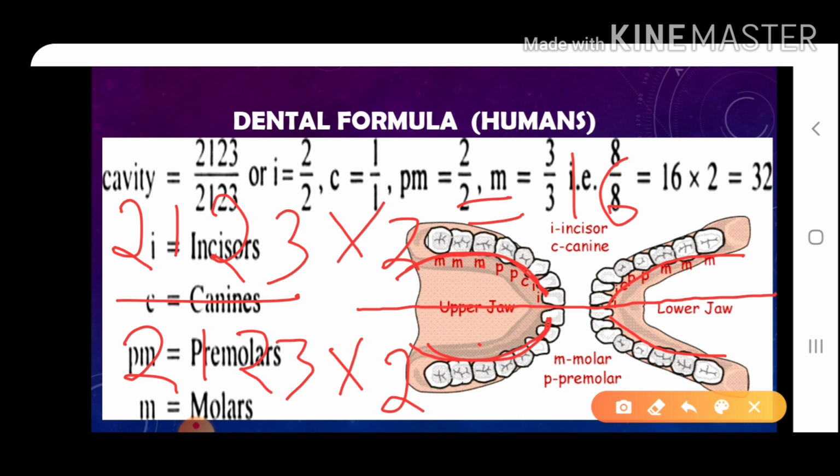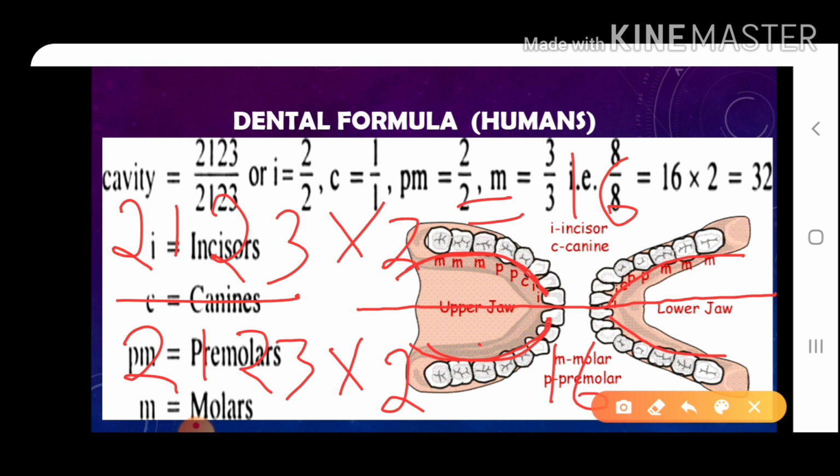Now let's talk about the lower jaw. In the lower jaw also we have taken only half of the jaw because the other half is exactly identical to this half. So we will just multiply it by 2 and add them. That is 2 plus 1, 3, plus 2, 5, plus 3, 8. 8 into 2 would be 16 again.